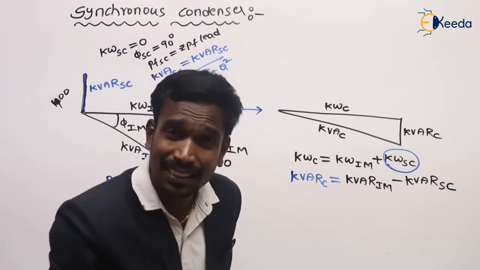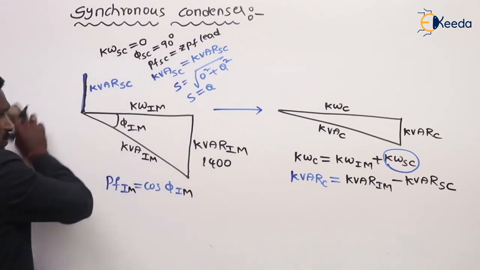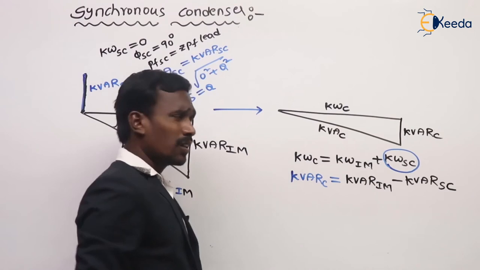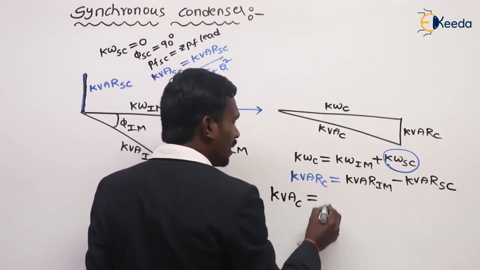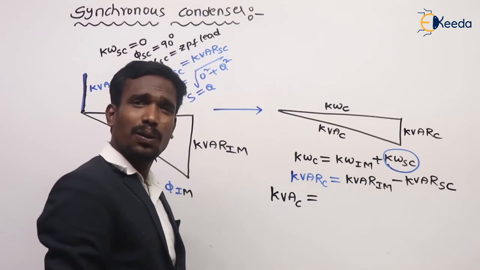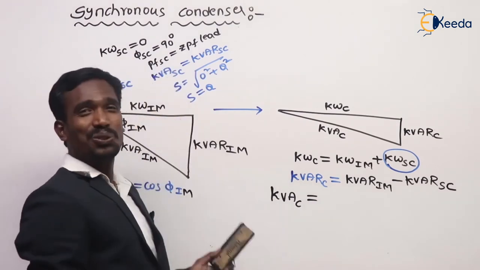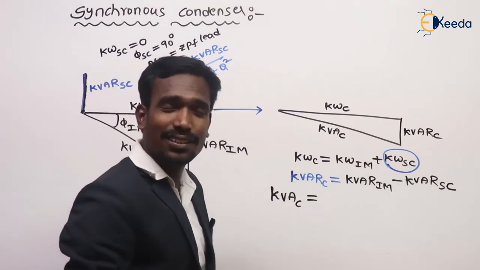Understood? Like this, we can improve the power factor. And here, this is the combined KVA. Sir, what is the combined KVA? I mean KVA. Don't write that. It is the combination of these two: KVA of induction motor plus KVA of synchronous motor.